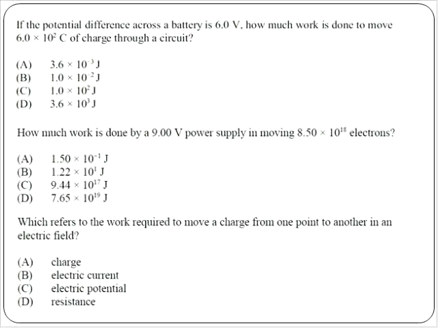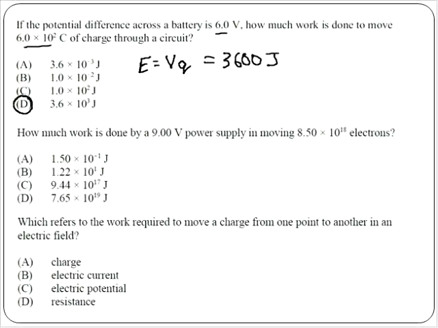Okay, potential difference across a battery is 6 volts. How much work is done? Well, exactly what we just did. E equals V times Q, right? E equals V times Q. There's V, there's Q. Multiply them together, you get 3,600 joules. And that's written here as 3.6 times 10 to the power of 3, or D.